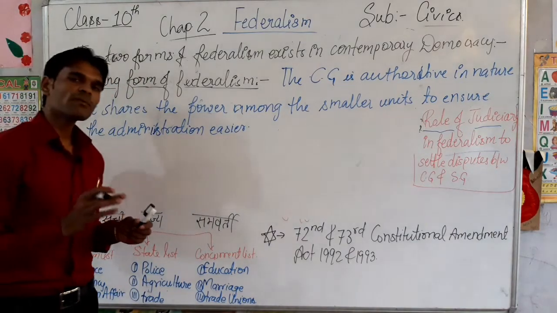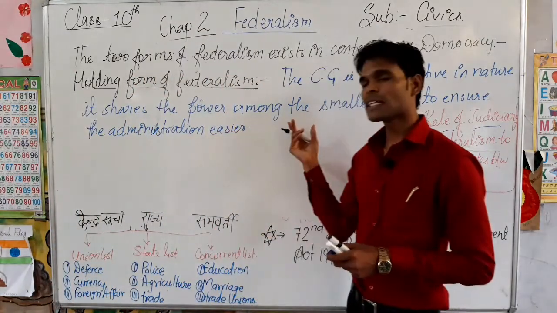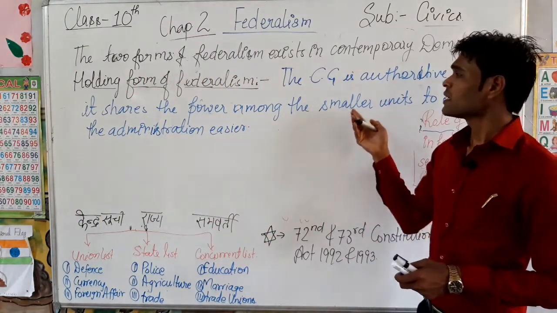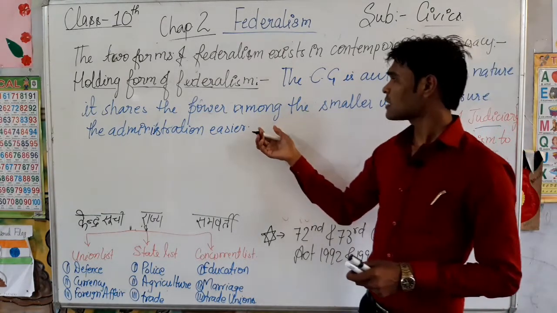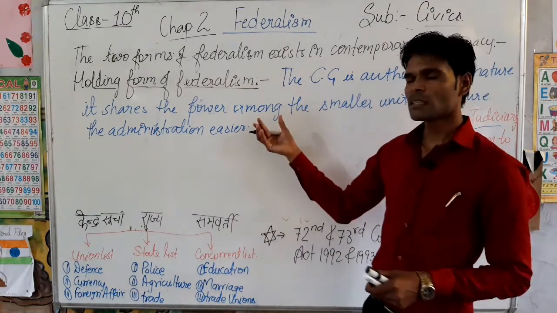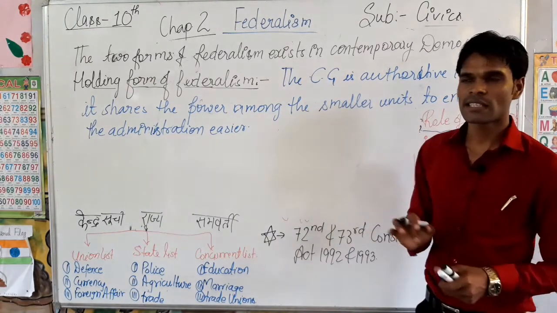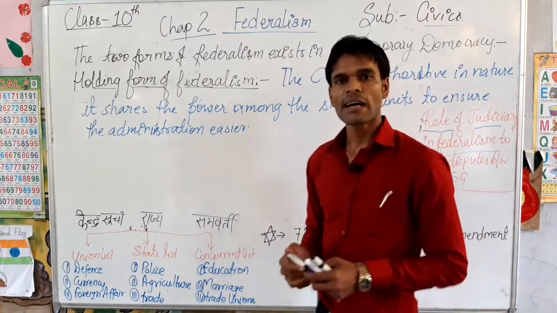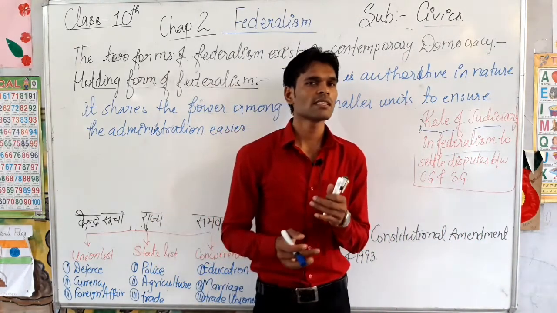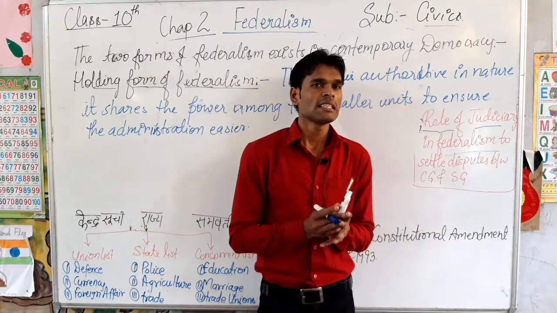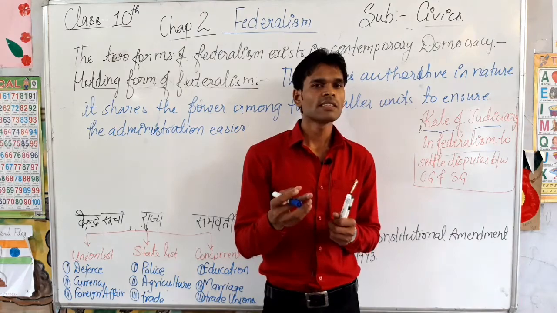The central government is authoritative in nature. Authoritative in nature means the central government has more power. It will keep holding over the state governments. It shares the power among the various smaller units in order to ensure the administration is easier, because countries like India have the most population and it is very difficult to maintain administration with proper law and order over the whole country for a single government.